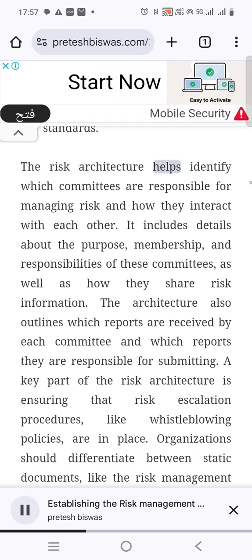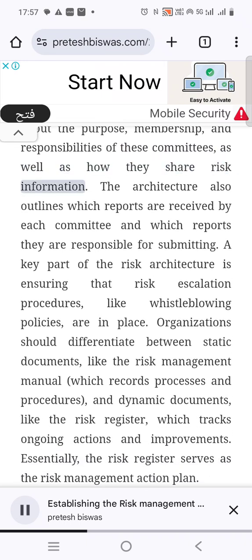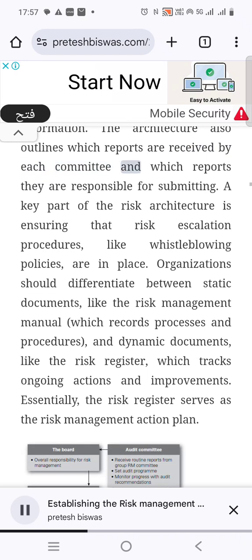The risk architecture helps identify which committees are responsible for managing risk and how they interact with each other. It includes details about the purpose, membership, and responsibilities of these committees, as well as how they share risk information. The architecture also outlines which reports are received by each committee and which reports they are responsible for submitting.